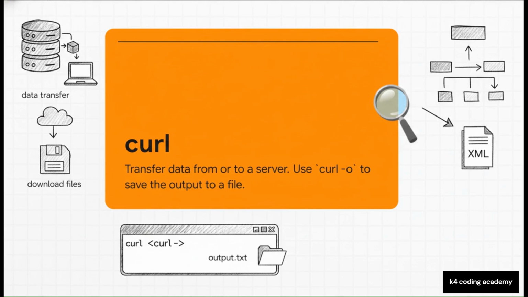curl. This command is like a Swiss Army knife for the internet. You can use it to quickly check if a website is up, test an API endpoint, or download a file.